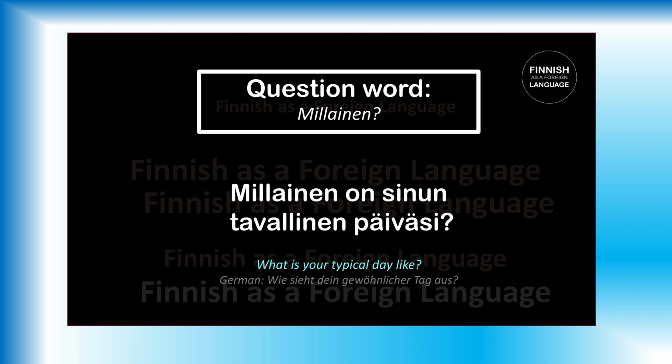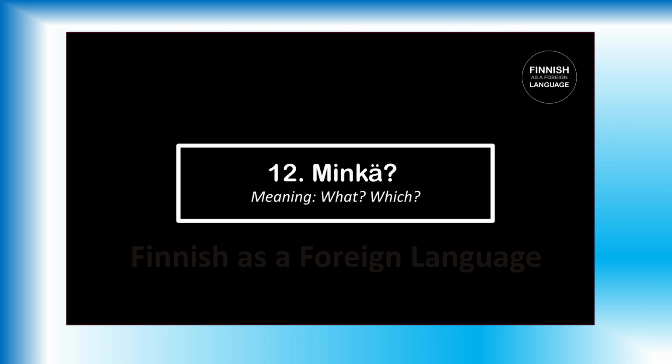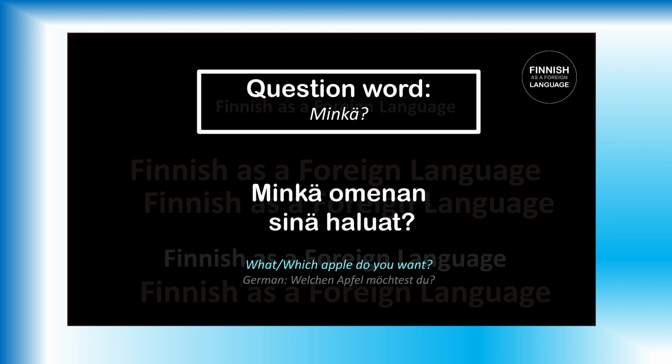What is your typical day like? So for repetition, why do we use millainen here? Because we use it in order to ask what kind of or what something is like. Our next question word is minkä, which means what or which. For example, minkä omenan sinä haluat means which apple do you want? So minkä here can be understood as what or which, omenan apple, sinä you, and haluat means you want.